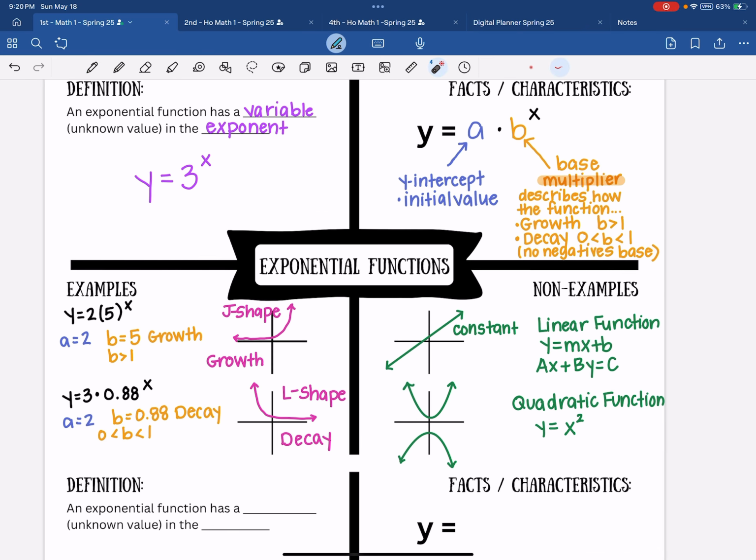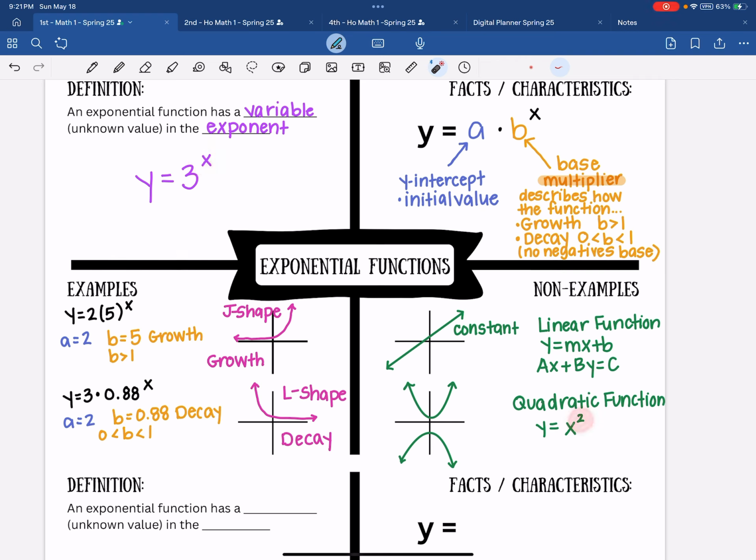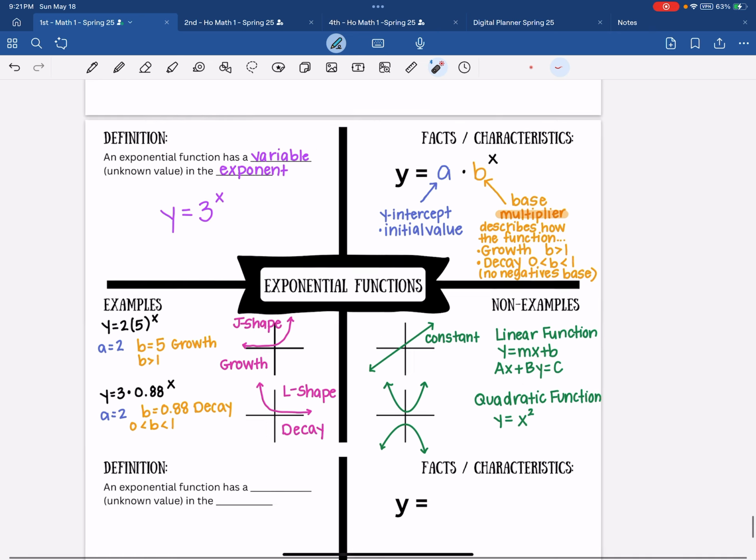So again, if you notice here in the exponent, I have the variable. Here my exponent is a number. Here my base is a number. Here my base is a variable. So that's how they are different from each other.